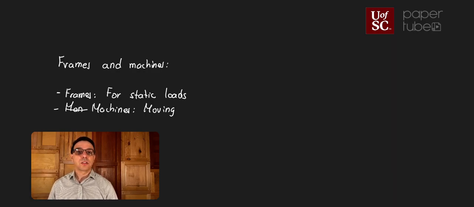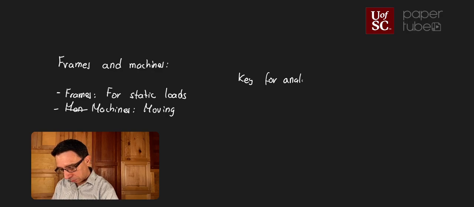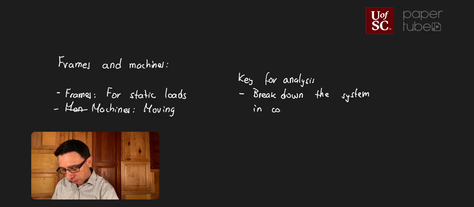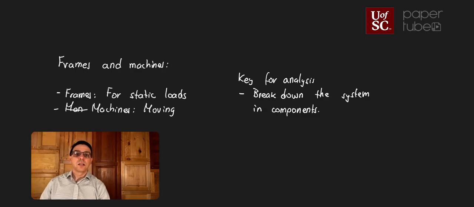Now, the key for this is to be able to break down the system and its components and analyze each of the components. So the key for analysis is to break down the system and the components. In a way, the way that we did trusses by the method of joints is not much different than what we're going to do in terms of the analysis of frames and machines. The difference is that some of those elements are multi-force members instead of two-force members.